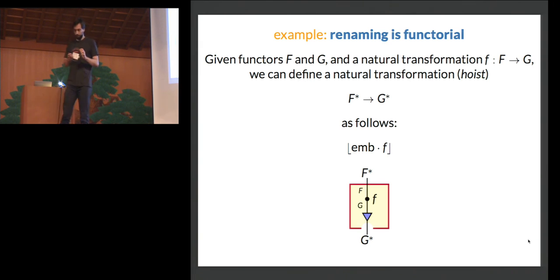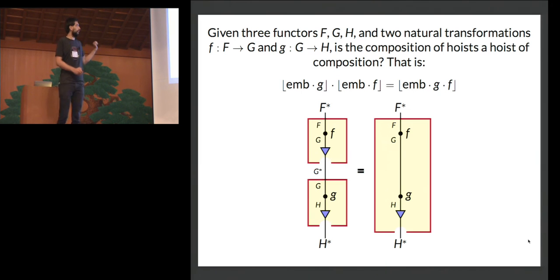And one question we can ask is what happens if we have three functors and two such translations? There are two ways we can put everything together. One way is to first rename the term using the first translation, and then rename the result using the second translation, or we can just compose these two renamers and then use that to rename the whole term. The question is whether these two things are equal. The one on the right seems a bit more efficient, at least intuitively. So we would like this law to hold.